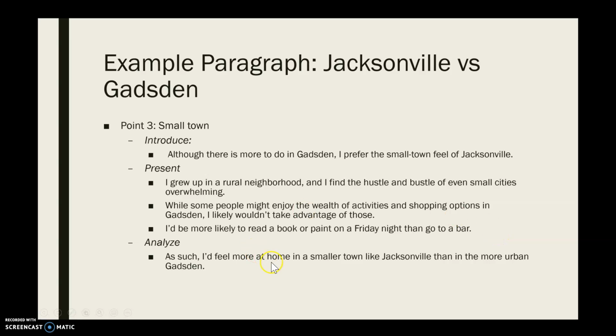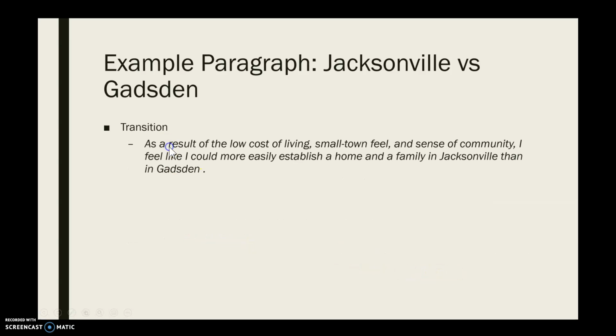And then talk about why it's important. As such, I'd feel more at home in a smaller town like Jacksonville than in the more urban Gadsden. And then we're going to write our transition sentence. Our transition sentence is going to take what we've discussed and sum it up and say why it's important. The best way to do this is to paraphrase your thesis and explain why.